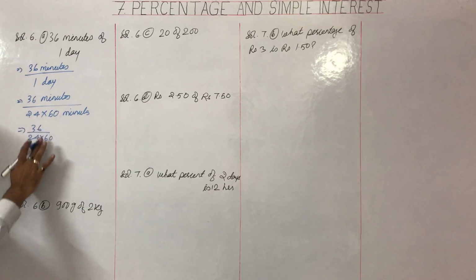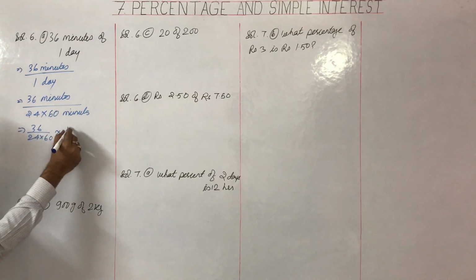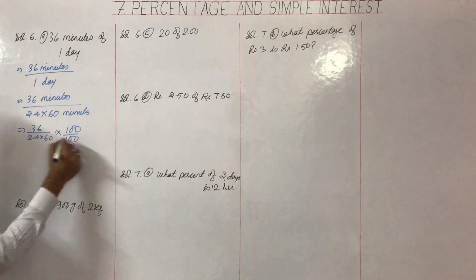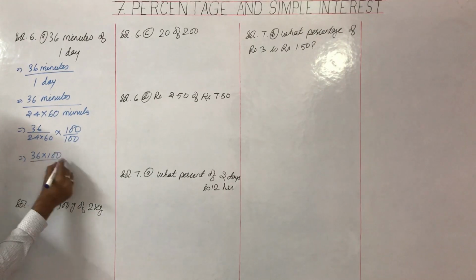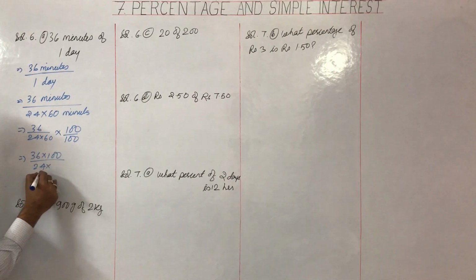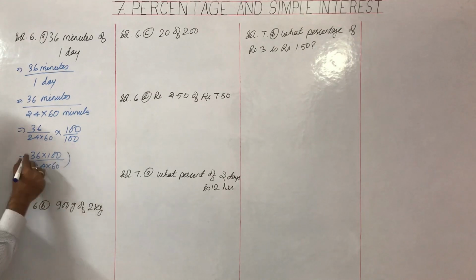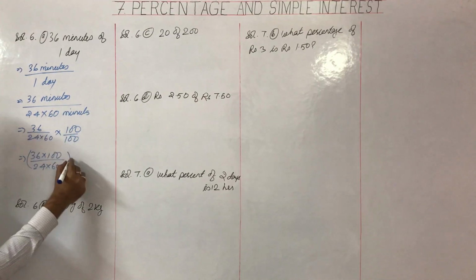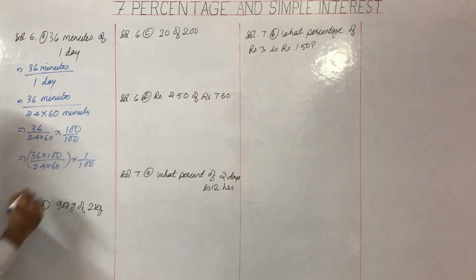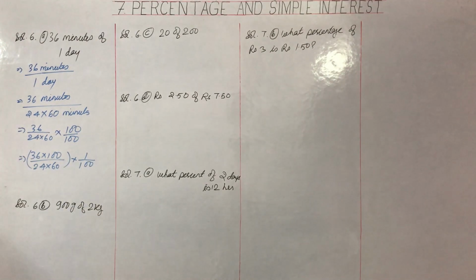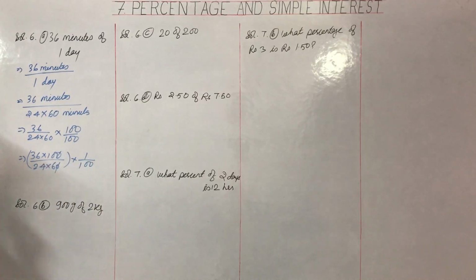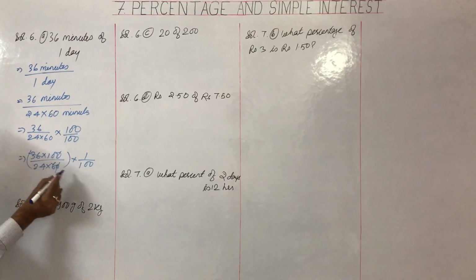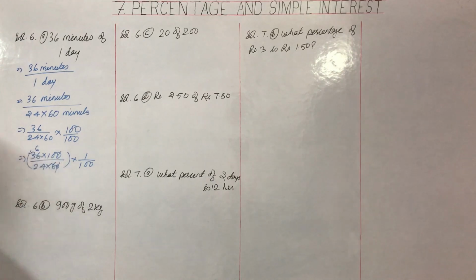Now we have to change this into percent. So again multiply by 100, and write 36 by 24 into 60 separately with the first 100 and 1 by 100 like this. Now we can cancel 0 and 0, and 36 by 6. 6 6s are 36.